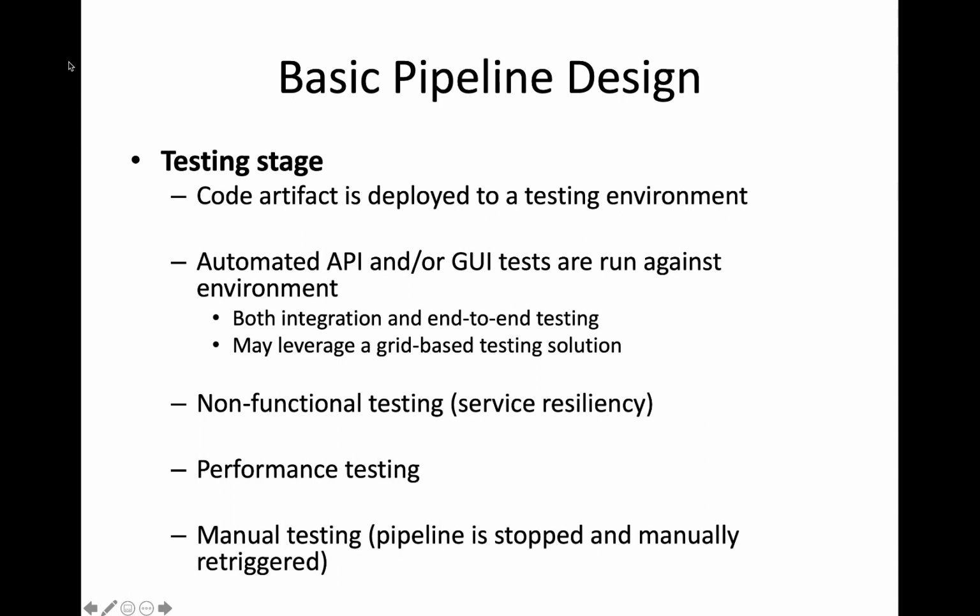We want to deploy our application a number of times into a number of environments before we ultimately deploy it into the production environment. We want to make sure that we're using the exact same process that we're going to use in production to deploy our application into a testing environment. So we deploy the code artifact into our testing environment, and then we initiate a set of automated API or UI tests to run against that environment.